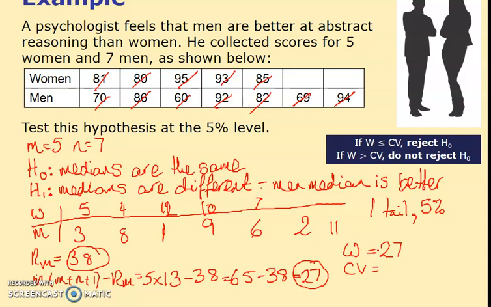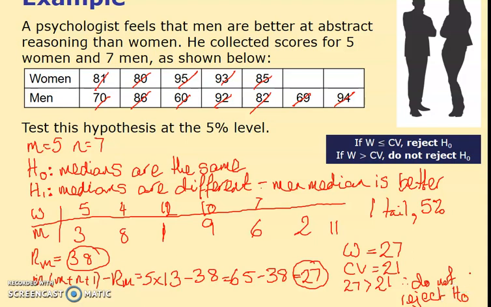So on this one, it's 5%, it's a one tail, M is 5 and N is 7. And I reckon there the critical value, just looking at it there, is 21. And so obviously I say 27 is greater than 21, therefore do not reject H0.